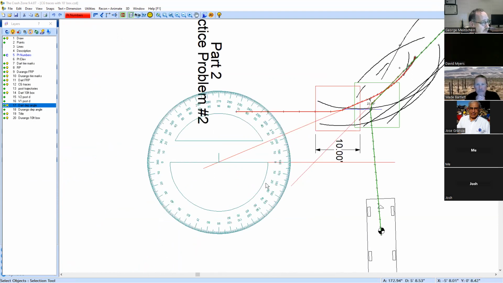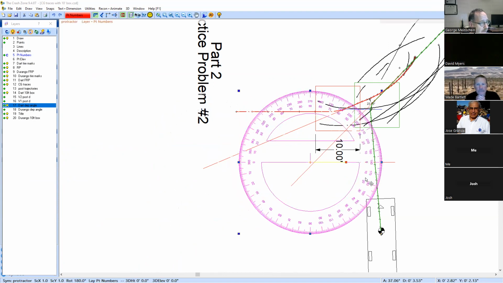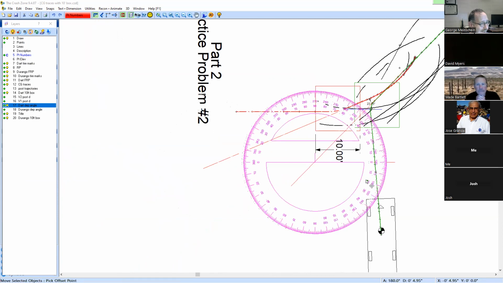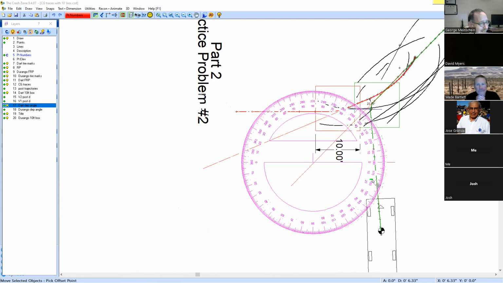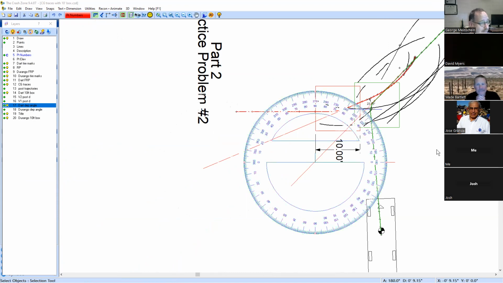Bring our protractor over. Oh, let's try this. There, that's close enough. Okay, so now we've got 0. So your departure angle is 47, give or take. No, 43. 10, 20, 30, 40, 45, 46 plus a little bit. Now measure the approach angle.